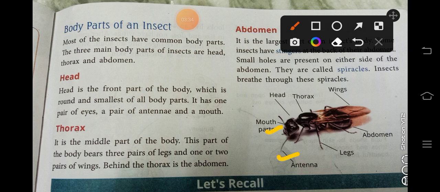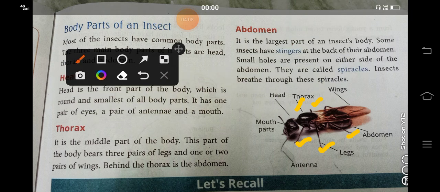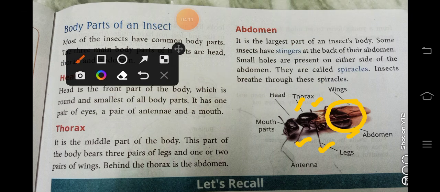Now thorax. Head is the front part, so thorax is the middle part. This middle part of the body is the thorax. This part of the body bears three pairs of legs. Here 1, 2, 3, and on the other side there will also be three legs. And one or two pairs of wings, depending on the insect. Behind the thorax is the abdomen. That is the third part. Here is the abdomen of the insect.